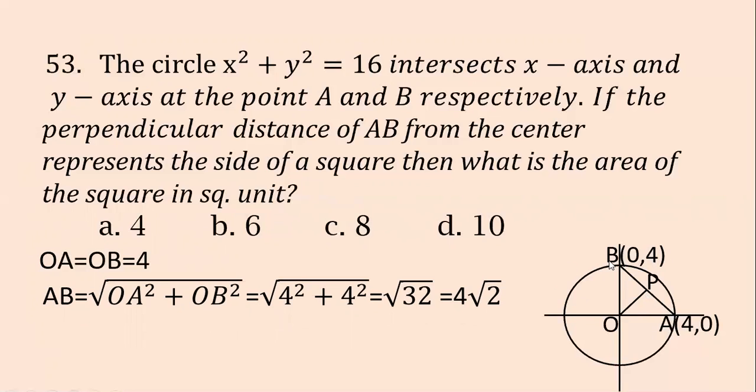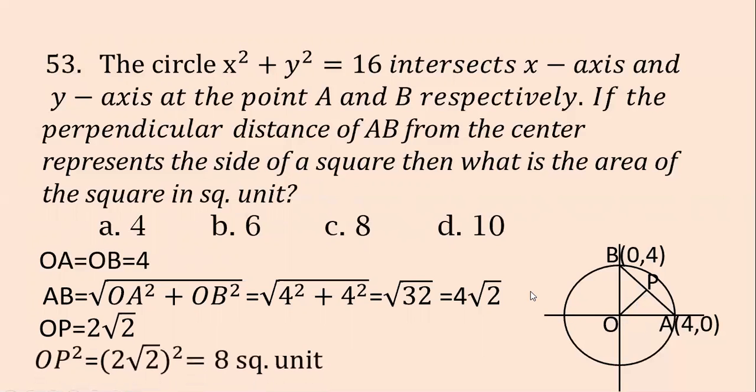So this AB is equal to 4 root 2. So OP is equal to 2 root 2, as OP, BP and AP are equal. So P is the midpoint of AB. So BP is equal to 2 root 2, AP is equal to 2 root 2, so OP is equal to 2 root 2. And what is the area? OP square. This is 8 square unit.